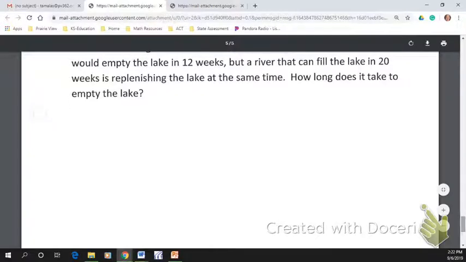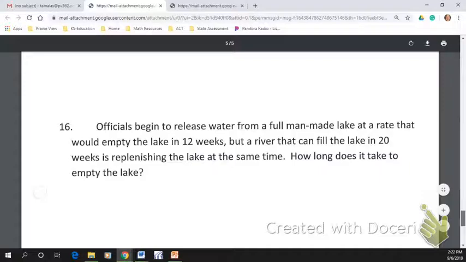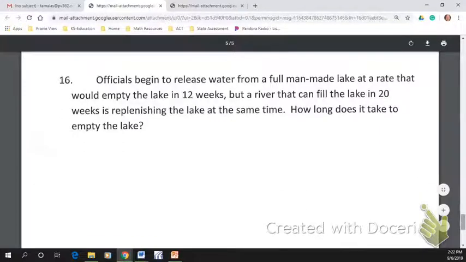Okay, similar type problem. We've got a lake. Whoops, I went a little too far, didn't I? All right, so officials began to release water from a full man-made lake at a rate that would empty the lake in 12 weeks. But a river that can fill the lake in 20 weeks is replenishing the lake at the same time. How long does it take to empty the lake?